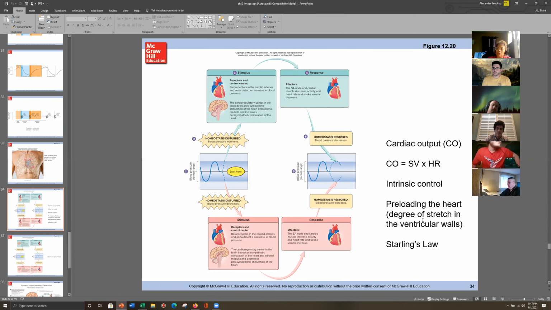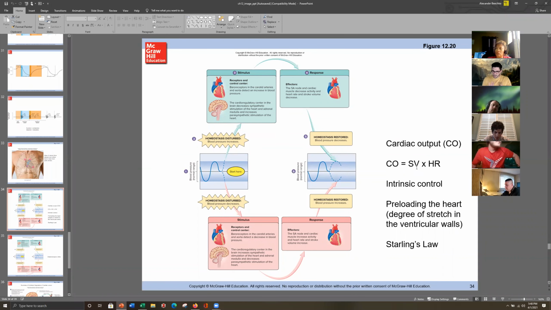And then here's that Starling's law that I was mentioning as well. What we can do to modulate cardiac output in another way is by determining how much we stretch the wall of the ventricle. So if we preload the heart more, then we can affect cardiac output because we're going to be changing the volume of the ventricle even more. So the stroke volume will increase as a result, right?